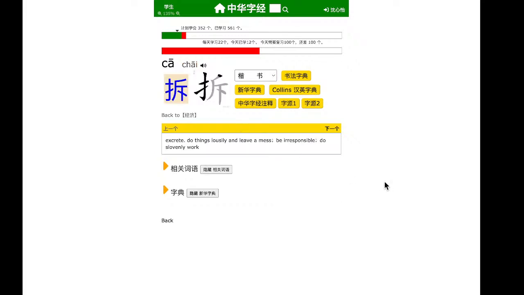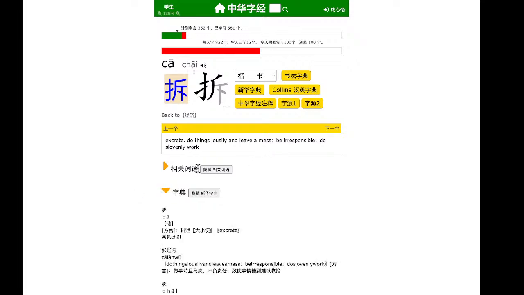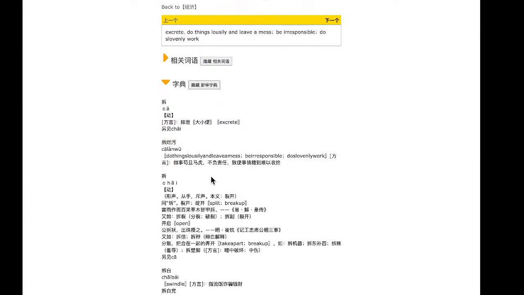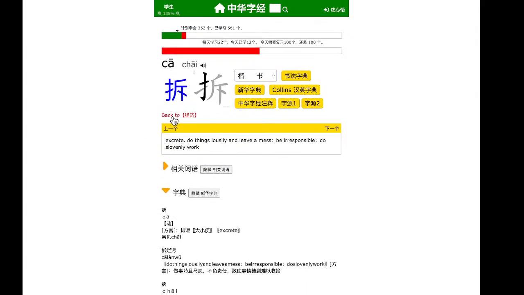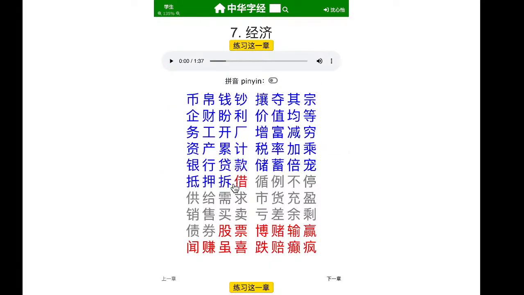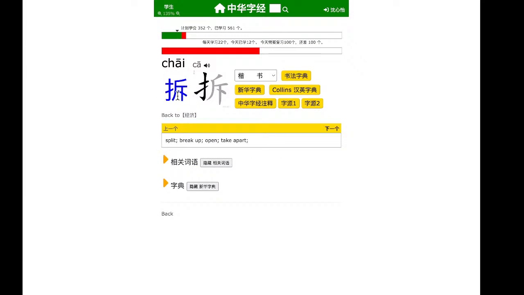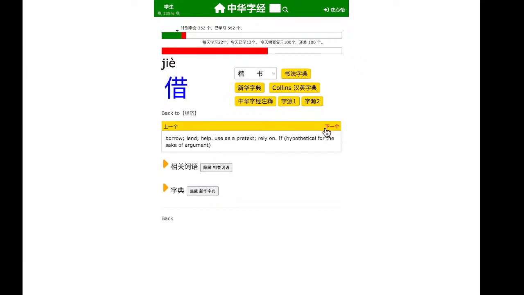What does it say? Excrete. Do sloppy work and leave a mess is what it says. Oh, right, 擦烂污. This should be deleted, I think, because it's not standard Mandarin. 擦烂污 is what's said in the dialect. In standard Mandarin, we pretty much only use this one.